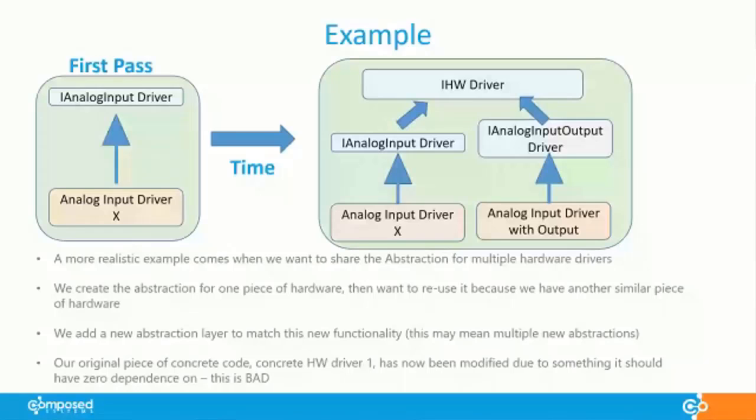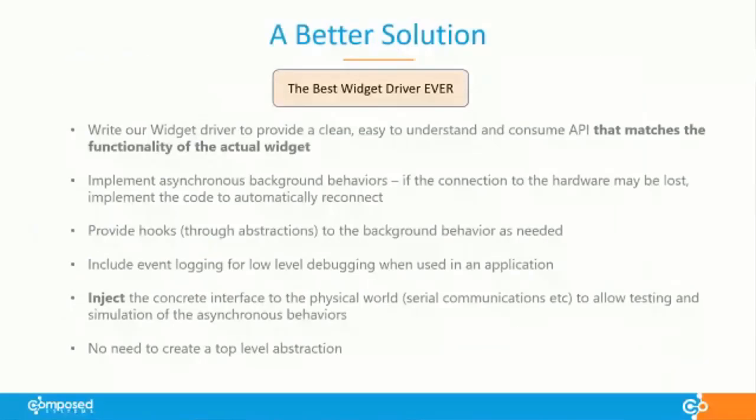So what's the solution? What's a better way to do this? First of all, when you have a piece of hardware and you want to write a driver for it, write the driver well. Write it so that you provide a clean, easy to understand API that maps to the actual functionality of whatever this thing does. If it's a multi-function DAC that has 50 different things it can do, write your driver so that it exposes all those things. Give it some real meat in terms of if there's the ability for this driver to lose a connection.